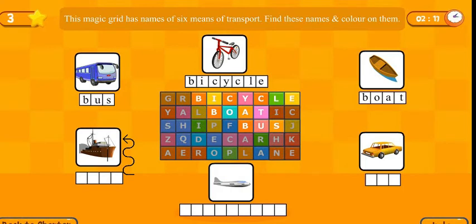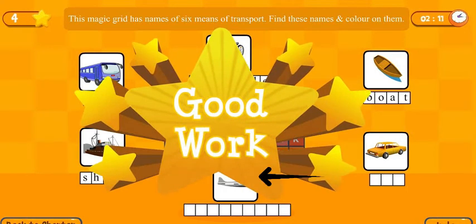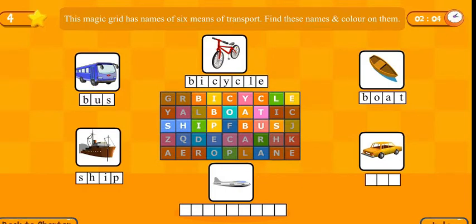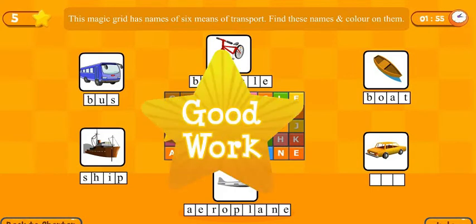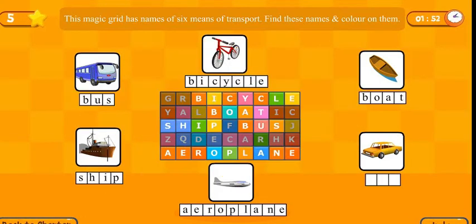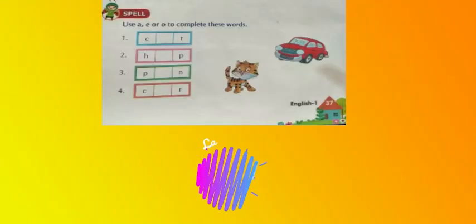Okay, next is ship. S-H-I-P, ship. Good. This is an aeroplane. So here is written A-E-R-O-P-L-A-N-E, aeroplane. And the last one is car. Now find out where's car. Car gum ho gayi bhai. Yeah, here is C-A-R, car.